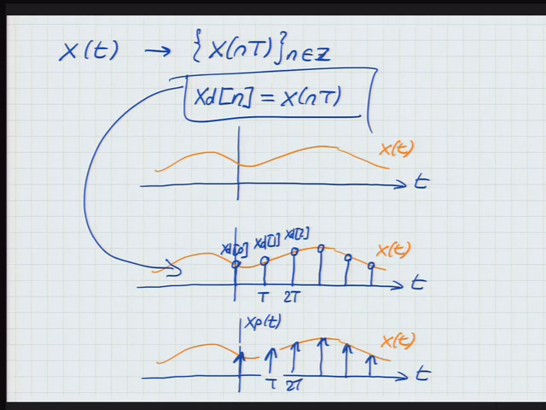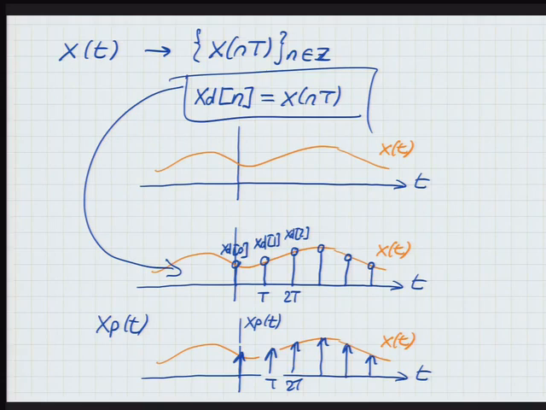So what's the difference between x_d[n] and x_p(t)? They look kind of similar, they are comprised of the same values. But x_d is a well-defined discrete time signal, whereas x_p is a weird signal. It consists of these deltas, but at least it thinks it's in continuous time. Do you agree with this?